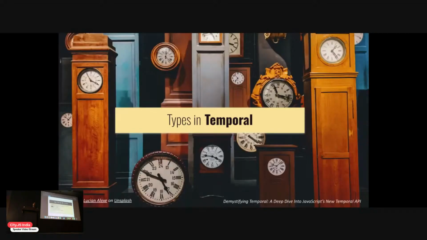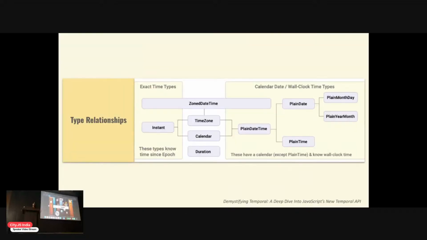So I mentioned strong typing earlier. Let's just dive into details of all the types that Temporal has. These are all the types that Temporal has, and they are divided into two categories. Okay, so there are exact time types and there are wall clock time types. What do I mean by each of these?